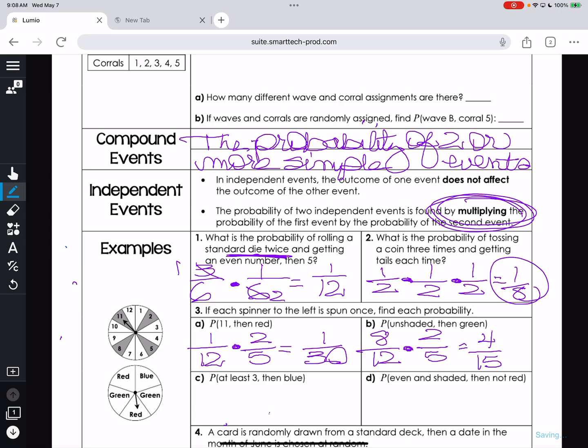At least 3, then blue. Hey, Lillian, there are no blue repeats.